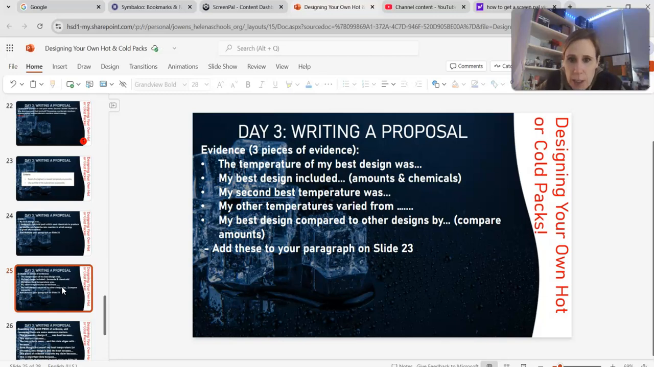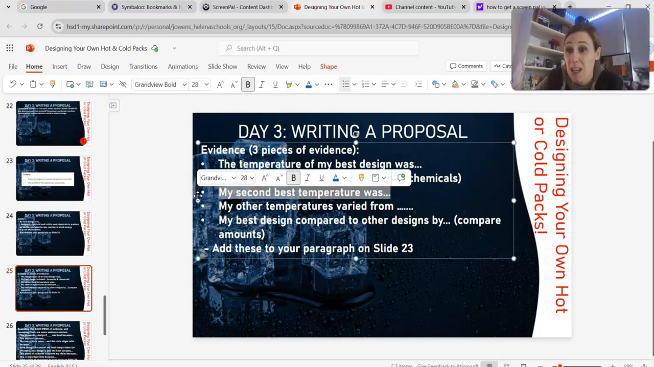My best design included blank, so you're going to tell me some amounts and chemicals. You guys should also have some comparisons. What was your second best temperature? Or if maybe your best design wasn't your best temperature, why did you guys choose another design that wasn't your best temperature? What made that more important to you?